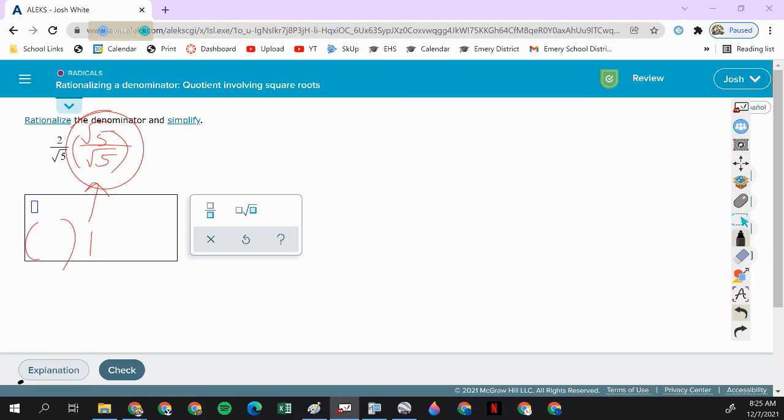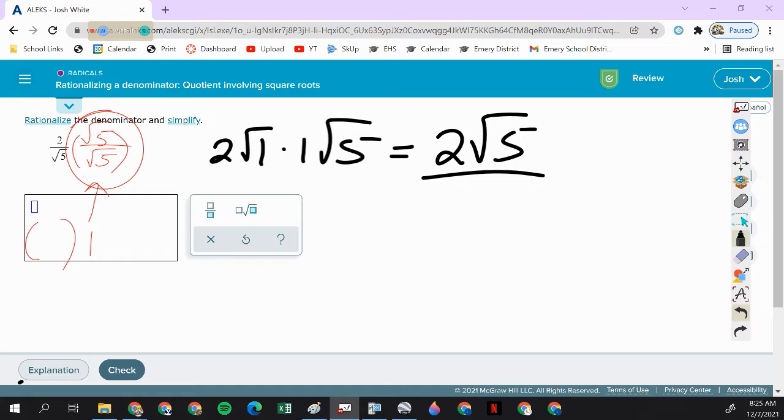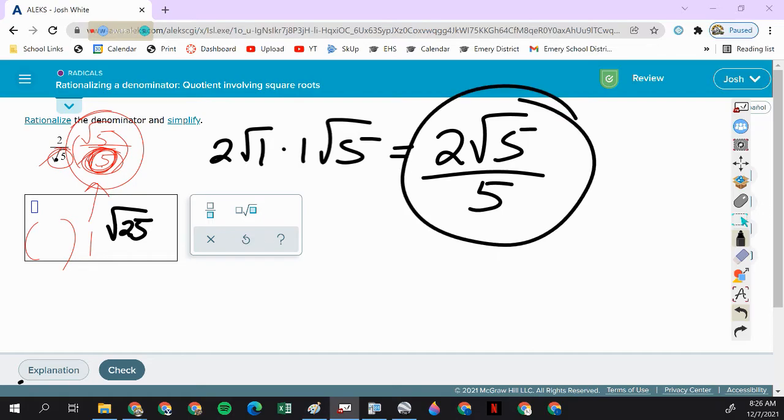So the top is kind of like 2 root 1 times 1 root 5. And when you multiply, you do outside times outside and inside times inside. So we get 2 root 5. And then in the bottom, we get the square root of 5 times the square root of 5, which is the square root of 25. And what is the square root of 25? Just 5. So whenever you multiply a square root by itself, the square root cancels, and the answer is just whatever's on the inside. And that is the answer.